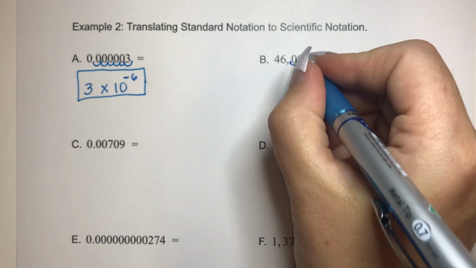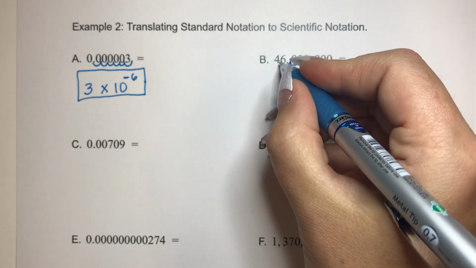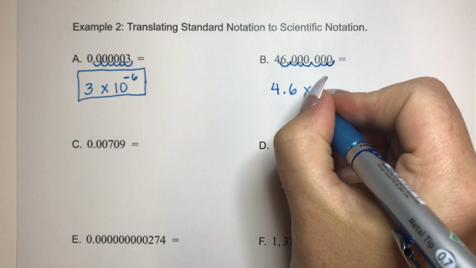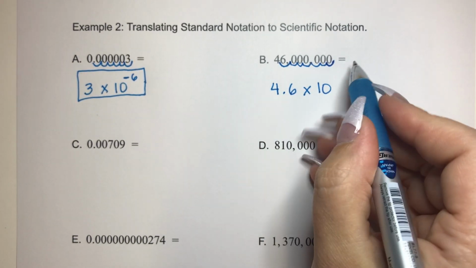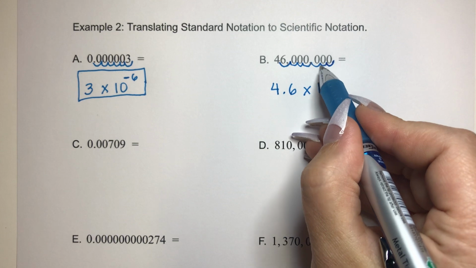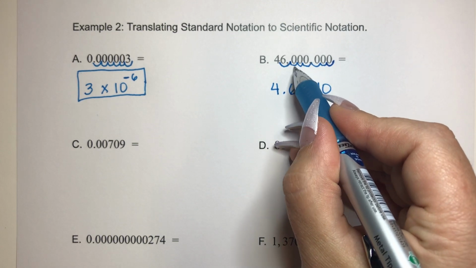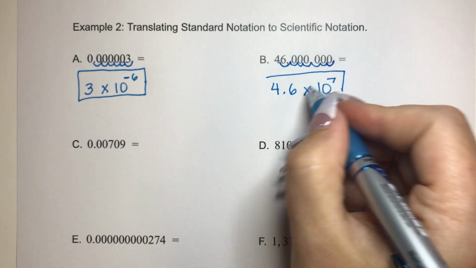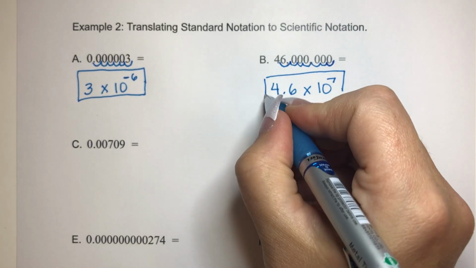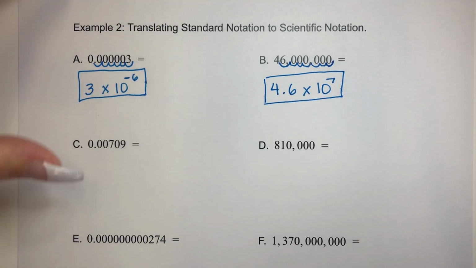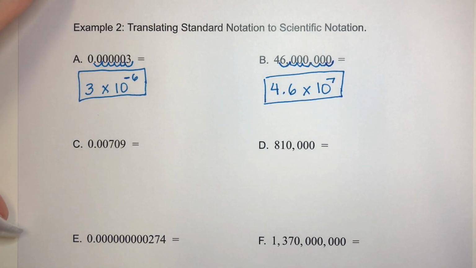This is 46. I've got to move it one more time, so it's 4.6, which is a number between 1 and 10, times 10 to the, and it's positive, right, because it's a really big number. 1, 2, 3, 4, 5, 6, 7. So 7 place values, right, because that's what happens. So 4.6 times 10 to the 7th, that's our answer. Okay, let's move on to C.